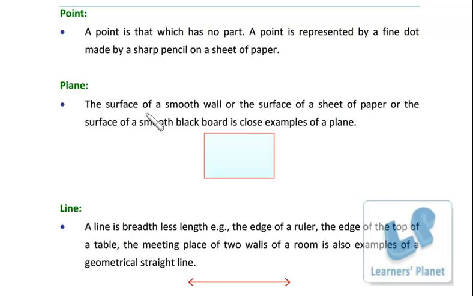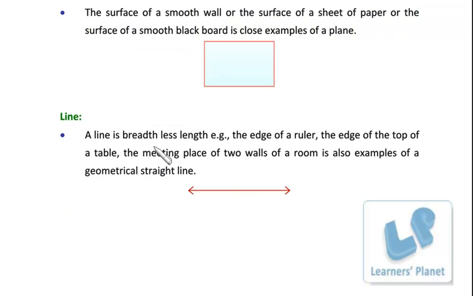What's the plane? The surface of a smooth wall, or the surface of a sheet of paper, or the surface of a smooth blackboard are examples of a plane. Line, you know, it's a breadthless length, right? The edge of a ruler, the edge of the top of a table, the meeting place of two walls of a room are also examples of a geometrical straight line.